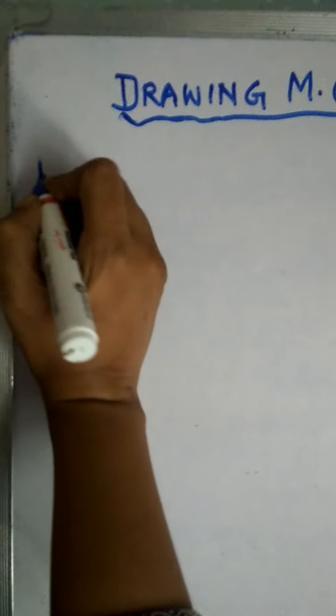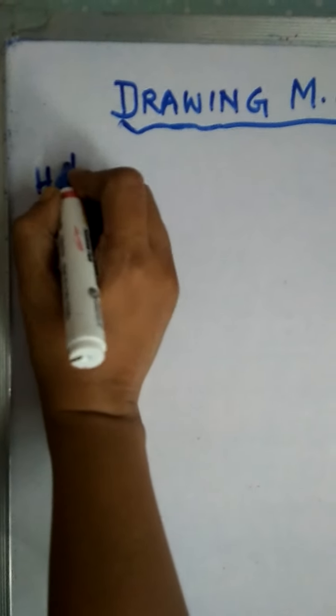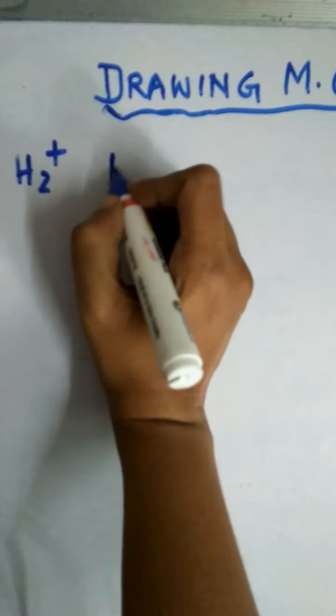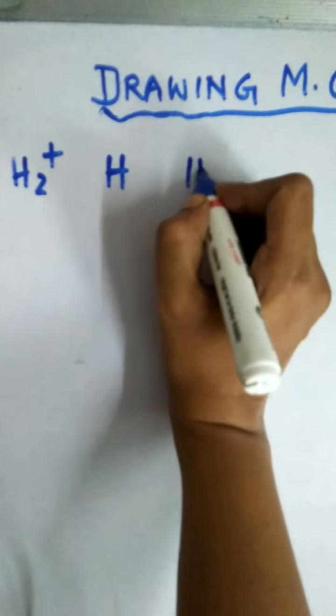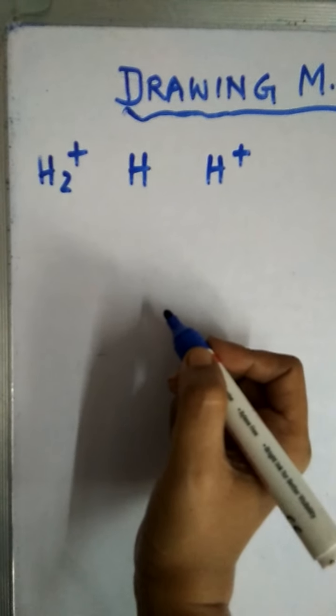So students, today we will learn how to draw the molecular orbital picture for H2 plus and H2. As I have already told you, for drawing the MO picture, first we have to look at the atoms involved in the formation of the molecule. So here the first one is H2 plus. You have one hydrogen atom and one H plus ion. These two combine to form H2 plus.